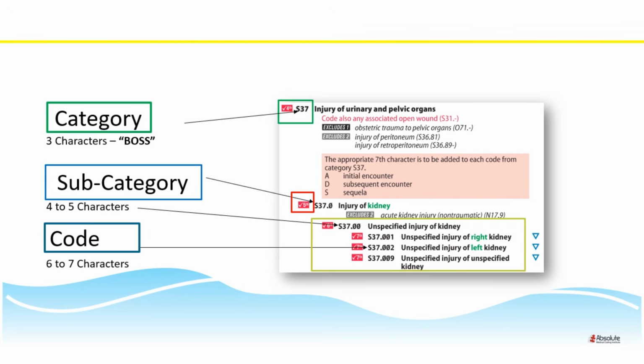Remember, do not code it. Never code a code that has a red box next to it. Go one more. And if that code has a red box next to it, go one more. And if it's a 6 character code and it requires 7 characters, get your 7 character extender.